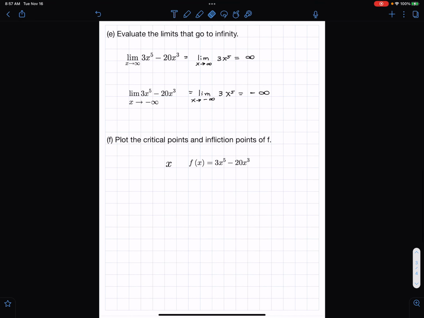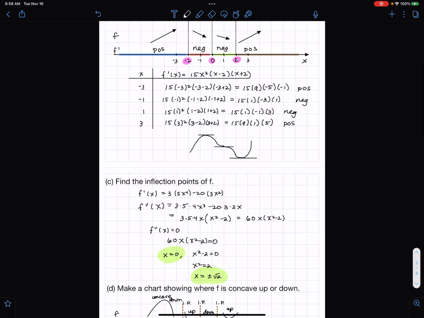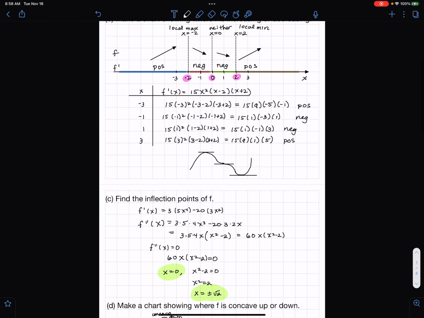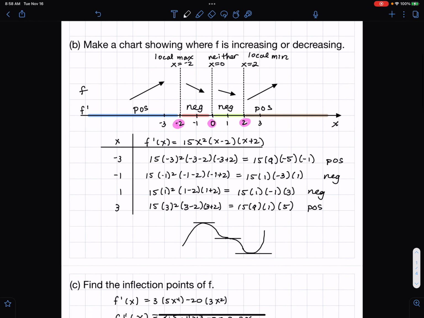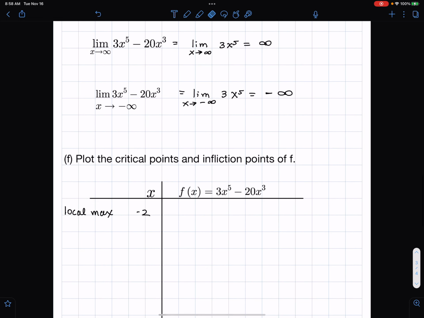Okay, now we're going to plot the points, which is sort of a waste of time a little bit, watching me do this. But which points am I going to plot? I'm going to plot critical points and inflection points. So let's start off with -2. That's where the graph above says that we have a maximum. So it's probably better for me to go a little bit quickly on this.